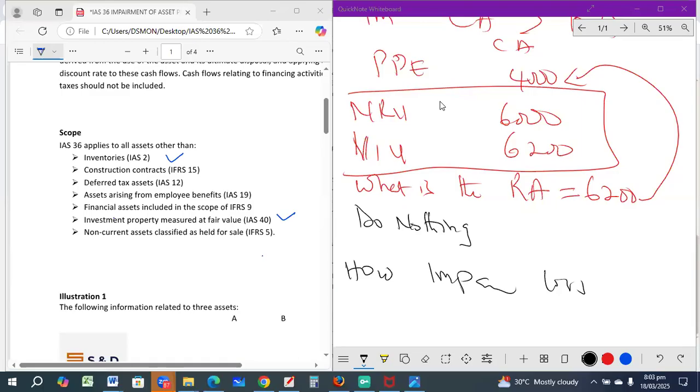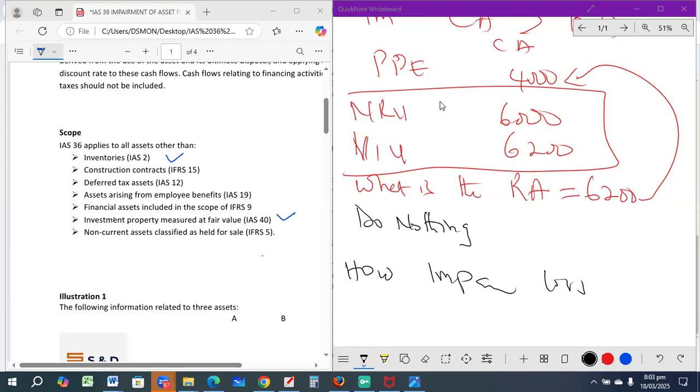Okay. So the answer provided by our brother is only correct if it is a first time impairment loss.